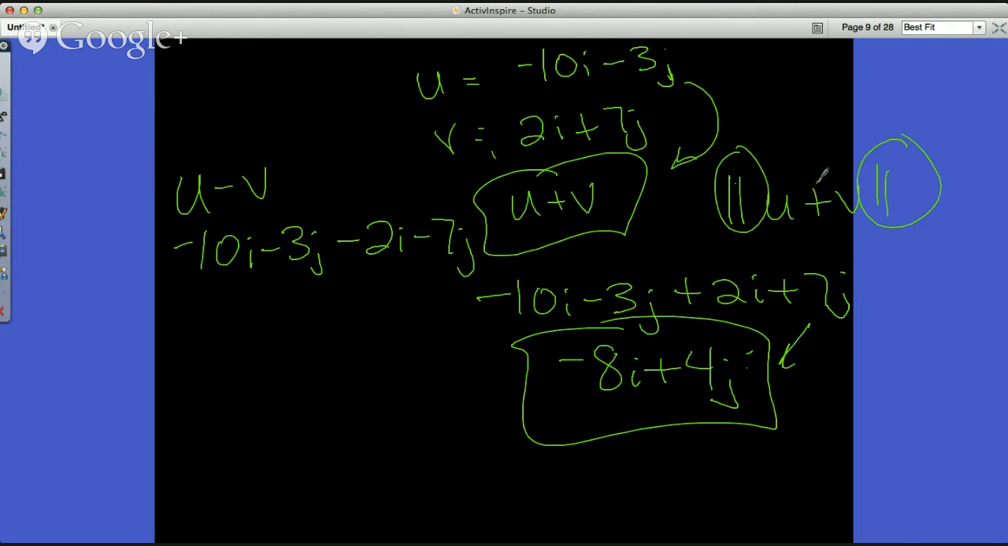Magnitude, exactly right. I heard it all the way around. I just want to make sure we were good. Magnitude. So what we have is this. Once I simplify, this is what I have right here. Negative 8i plus 4j with two lines around it. What that means is that's magnitude.